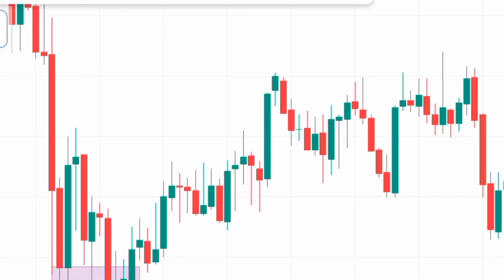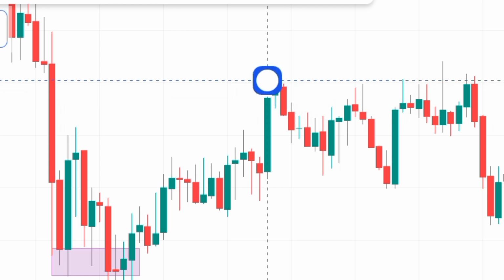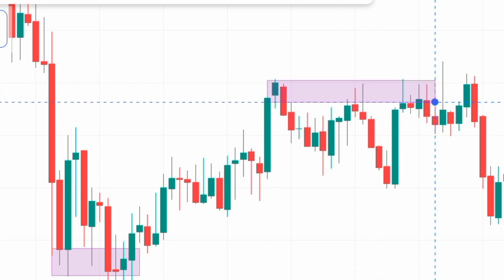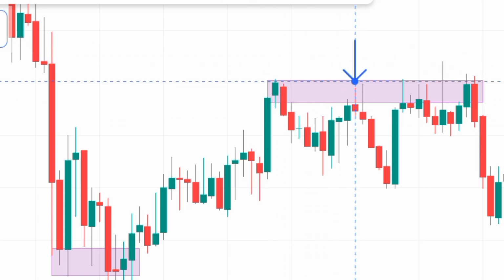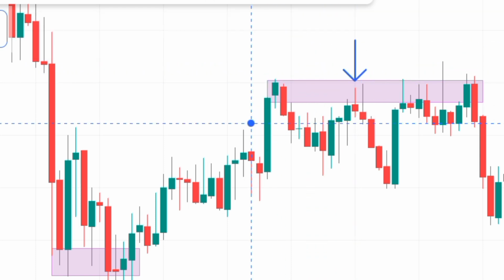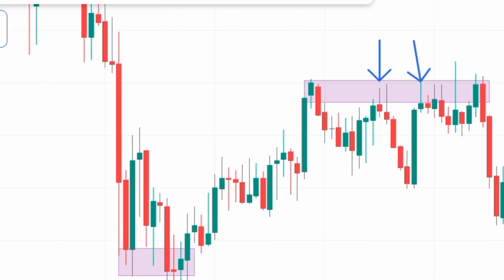Then here, when you go right here, you will see that there was this zone right here. But this zone, it was rejected very many times. So this is the first time it was rejected. You can see that that was the first time the market tested that zone. Then this is the second time the market tested that zone. So it was very many times that the market came and tested that zone. It means that it is a very good resistance level.